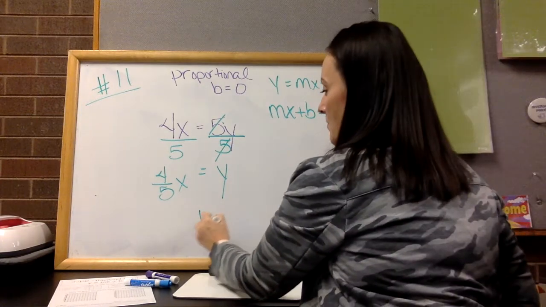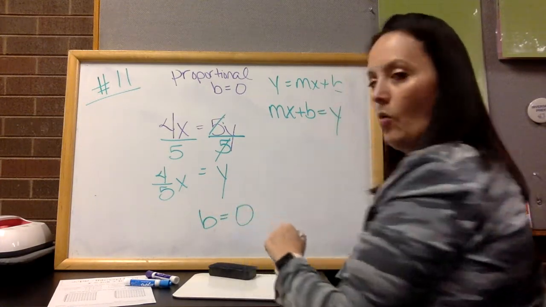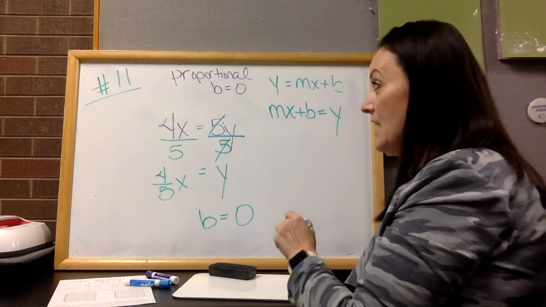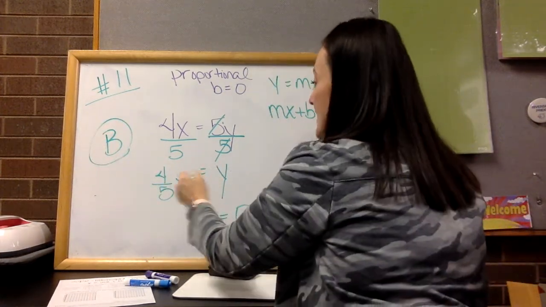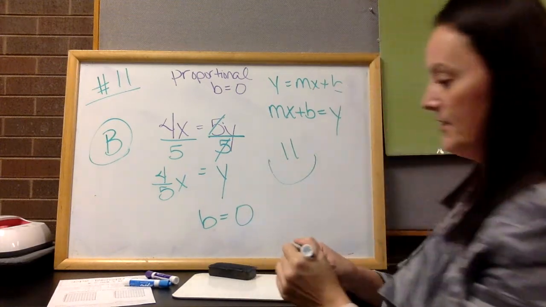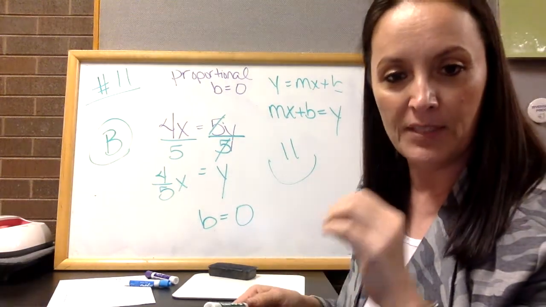The b equals 0. There is no y-intercept. So since b equals 0, B should be my proportional one. This is the happy one. This one is the one where my intercept is 0.